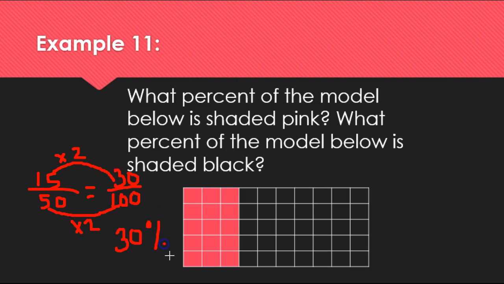that is pink. Well, if 30% of this model is pink, then obviously I would have 70% that is black. Because 70 and 30 makes 100%, and that's how many blocks I would have altogether.